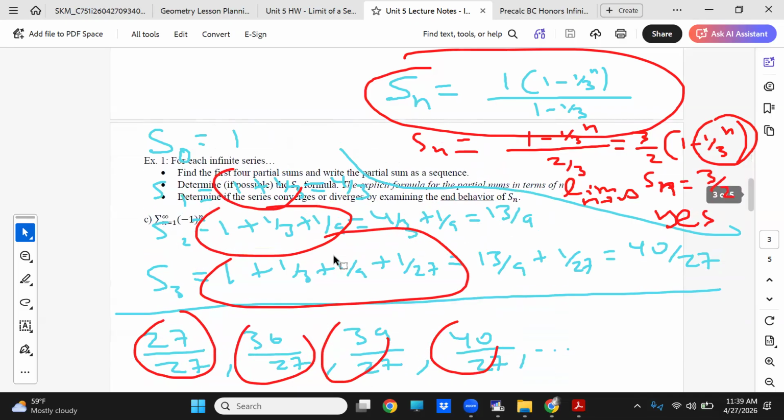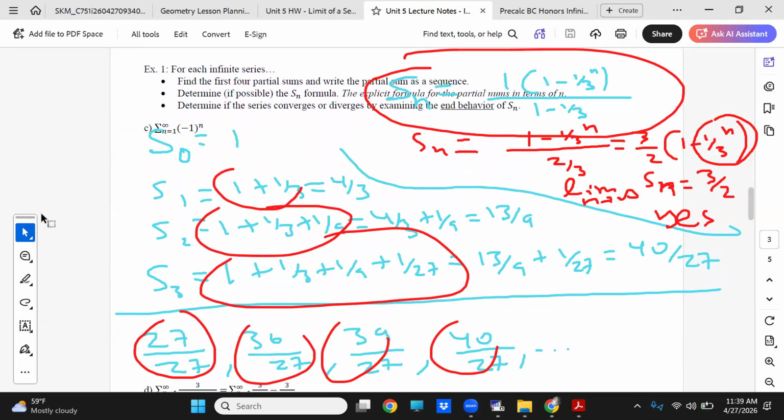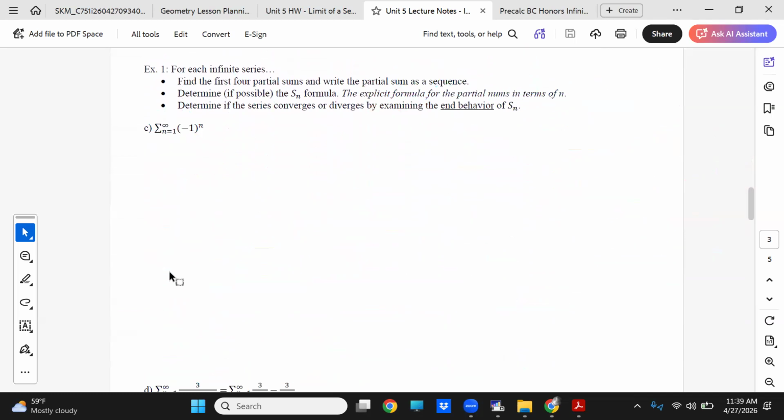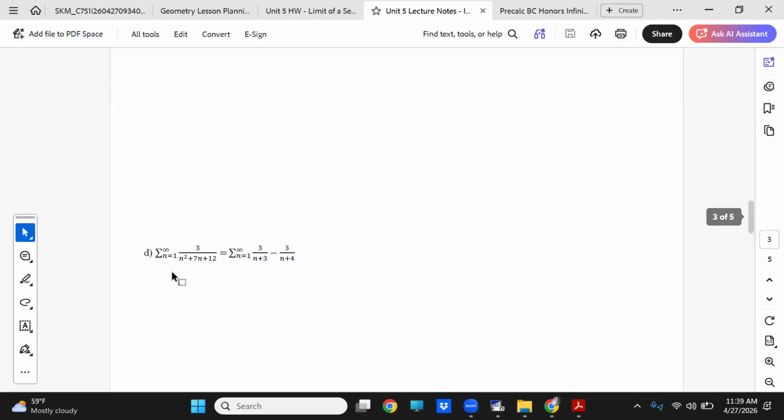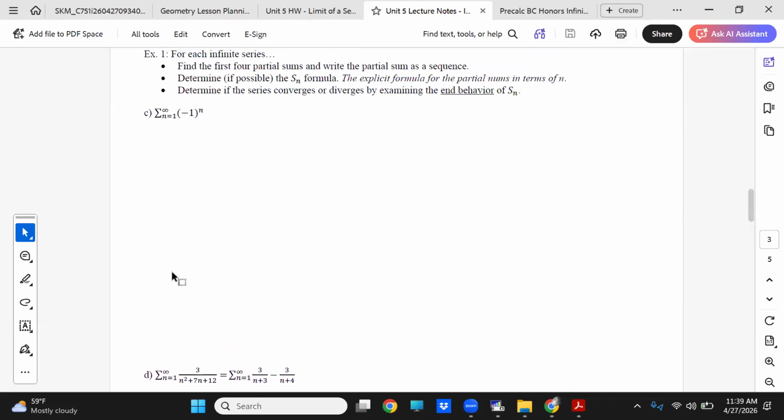Yeah, we're going to work towards that. Okay, let's look at the next one here. So you're going to do the same thing. Write out the first 4 partial sums. Determine the S sub n form and define an explicit form for each term in your new sequence. And then see if that sequence converges or diverges. I'll do it as well, and then we'll check in a few minutes. So go and try parts C and D.